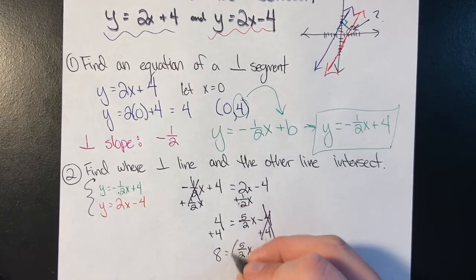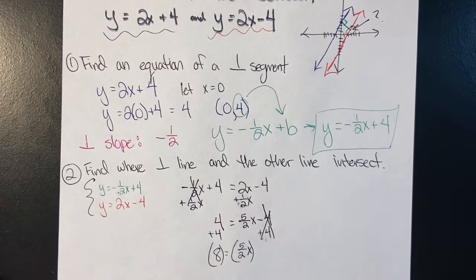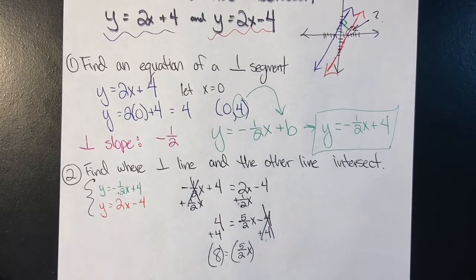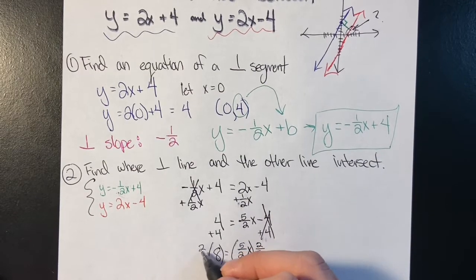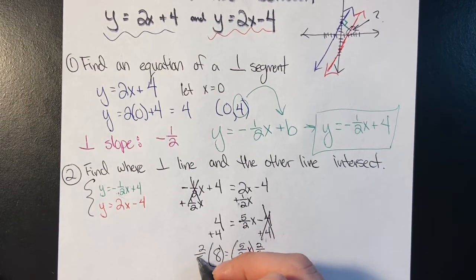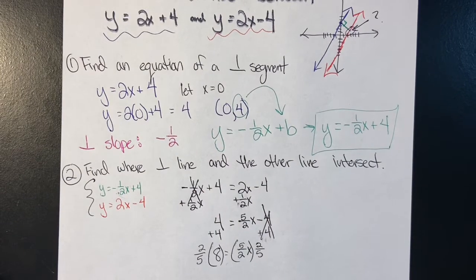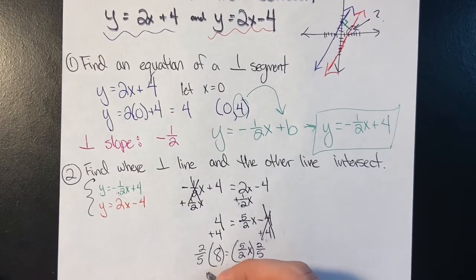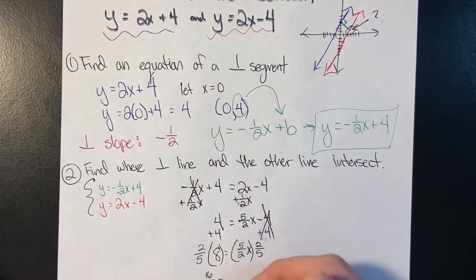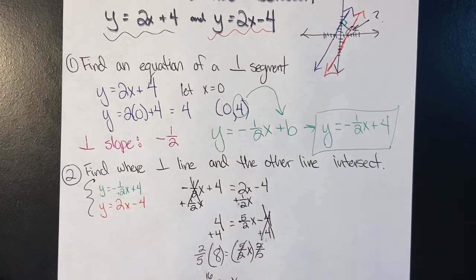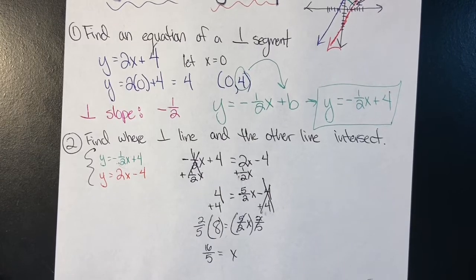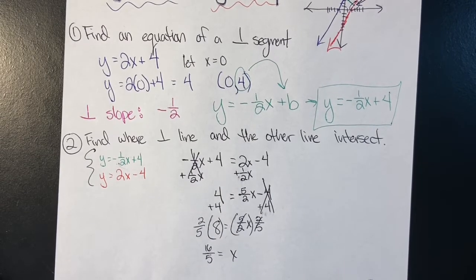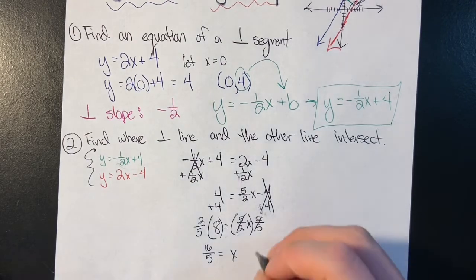I'm going to multiply both sides by the reciprocal. And the reciprocal is 2/5. And I end up with that awful number 16/5. That's going to be my x value. My x value is 16/5. Terrible. But such is life. Now I have to find my y value.